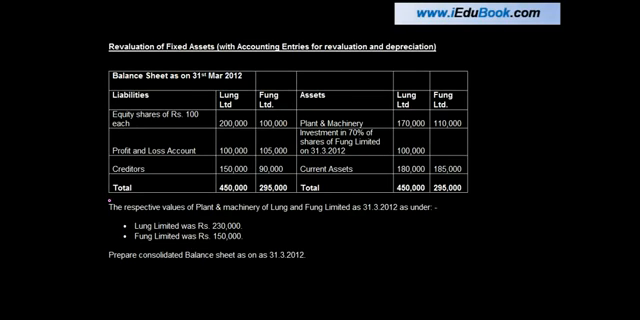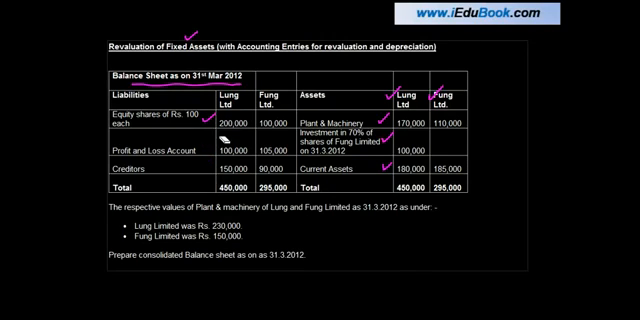Let us see another problem on consolidation of financial statements, and in this case you are given certain revalued numbers in respect of assets of the holding company and the subsidiary company. So, revaluation of fixed assets. The balance sheets as on 31st March 2012 of LIM Limited and Fung Limited are given. You have plant and machinery, investments, current assets, creditors, profit and loss account, and equity shares. These are given in respect of both these companies.